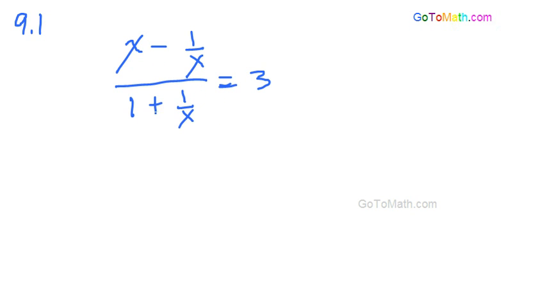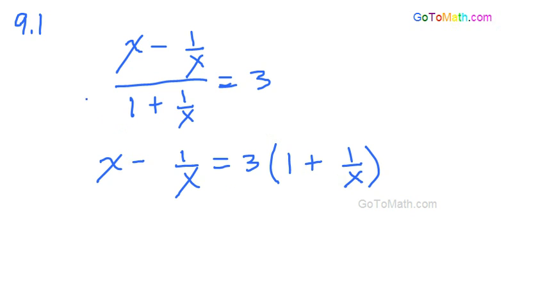Okay, so let's go ahead and get busy with this thing. What I'm going to do is take this stuff up here to the right hand side. So we have x minus 1 over x is equal to 3 times 1 plus 1 over x. That's just multiplying both sides by 1 plus 1 over x.